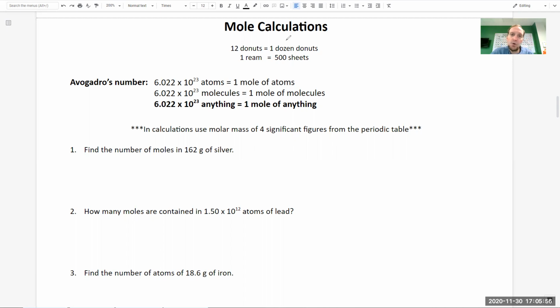And it's the exact same thing with a mole. A mole is 6.022 times 10 to the 23rd atoms or molecules or really anything for that matter. And this is what's called Avogadro's number, named after, dang, what's his first name?